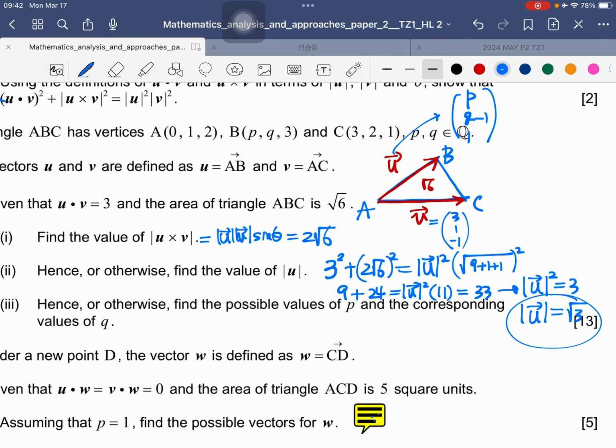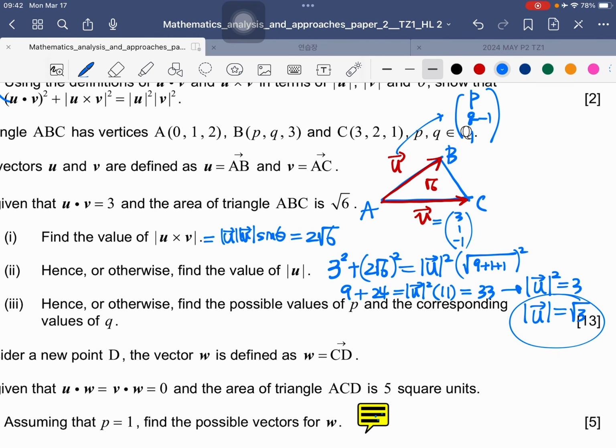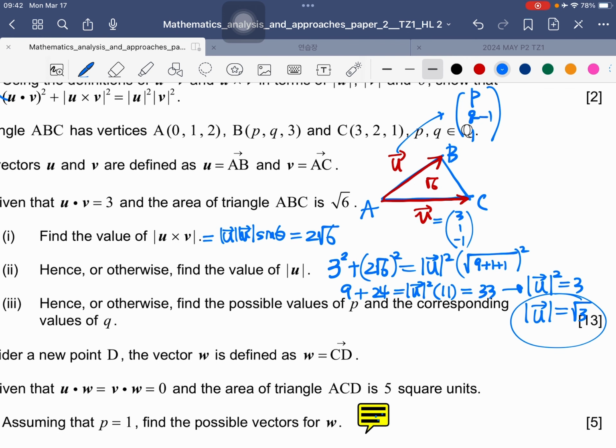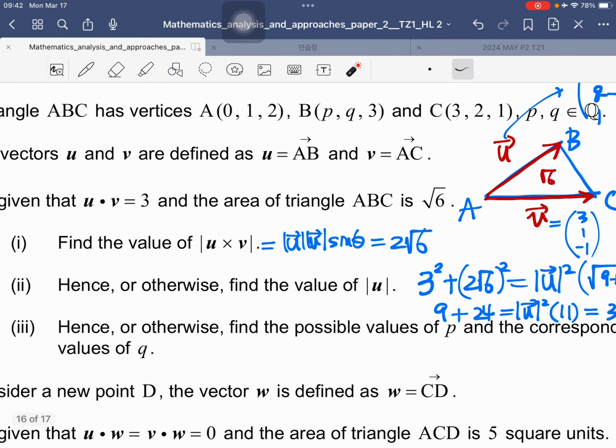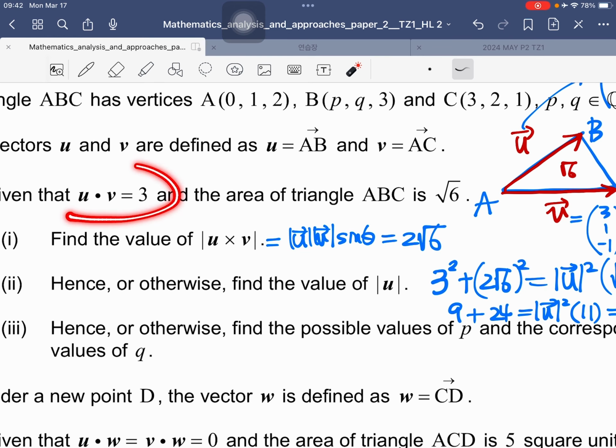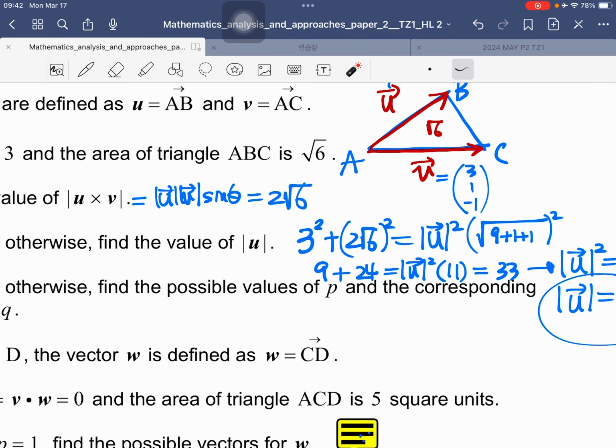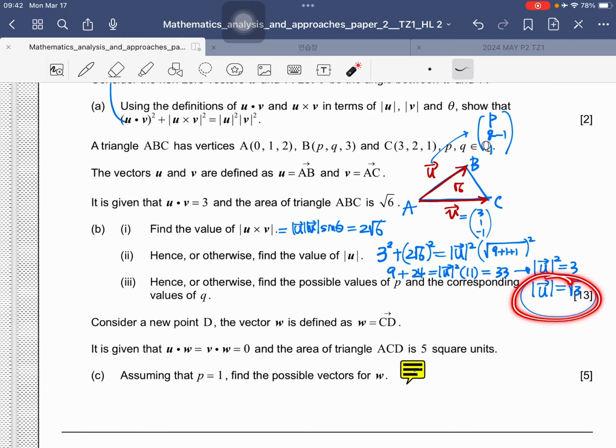We need one more equation, which is the ABC triangle area, and then u dot v is 3. So we need to use two equations to find this. The first condition, we're going to use this one. The second condition, we're going to use this condition.